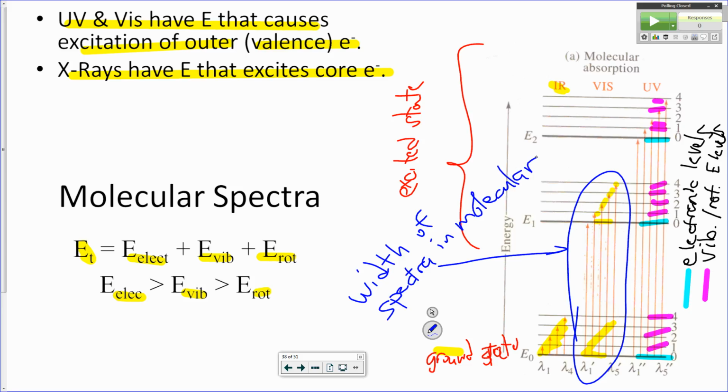Atoms are sharp, discrete lines. Molecules are big, broad, honking continuums. Okay, and that's where we'll call our quiz today.